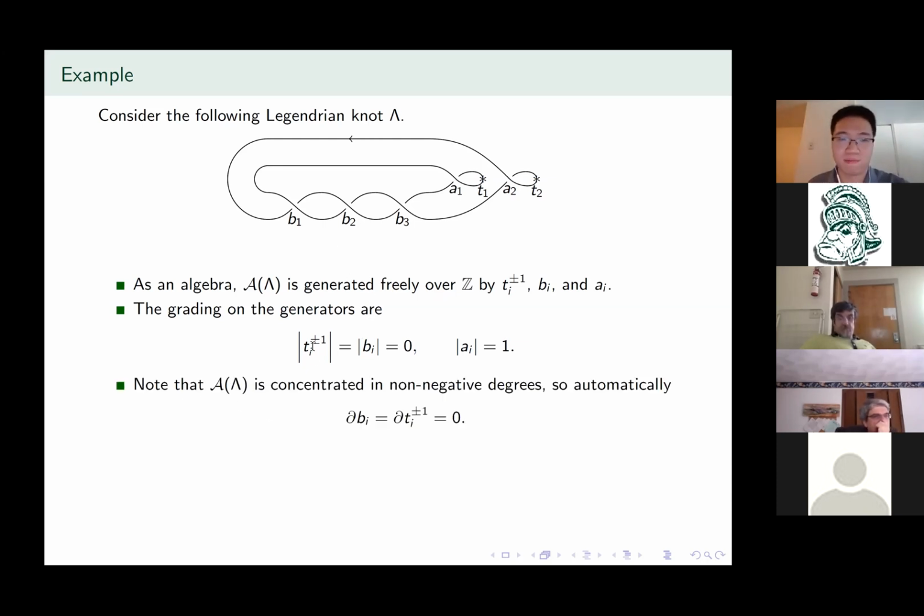Okay, since the multiplication respects grading, right? The whole algebra is actually concentrated in the non-negative degrees. So when you take partial of Ti and Bi, they are automatically 0 because the partial is of degree minus 1. So there's nothing further down that you can go. So the partial is 0. However, partial A is more difficult to compute. So in order to compute partial A, let me first label all the quadrants. Actually, I'm just keeping the plus label.